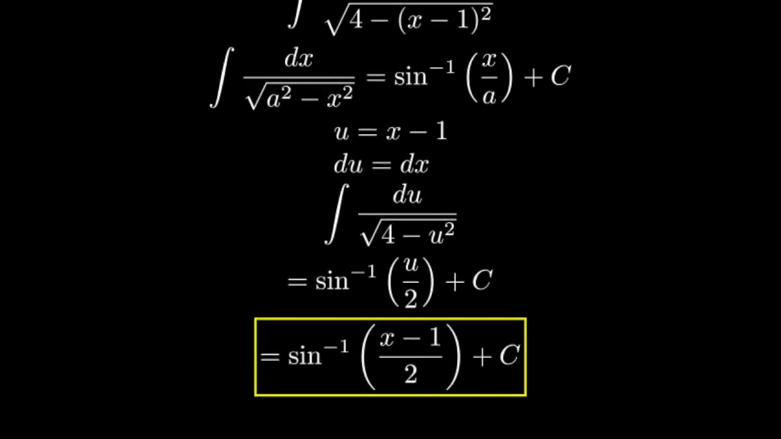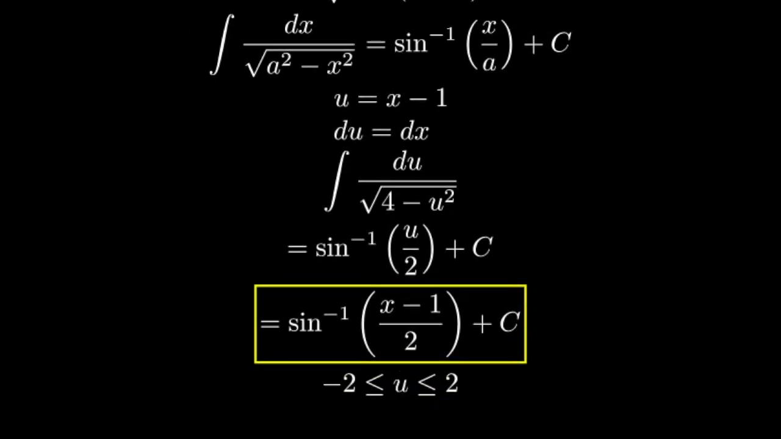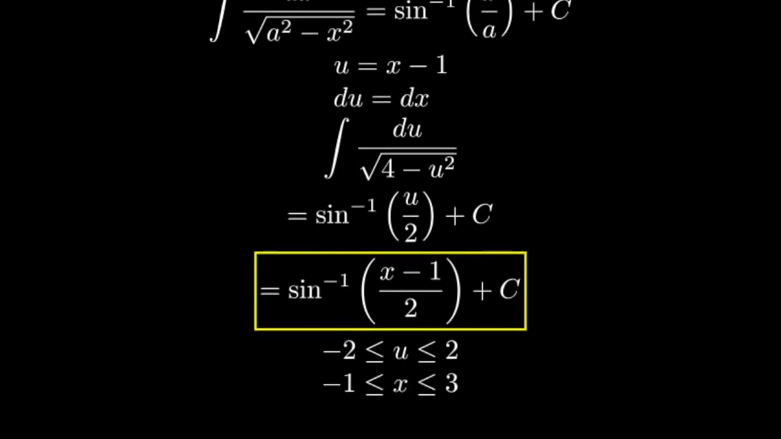Let's verify this is correct by looking at the domain. Since we're taking the square root of 4 minus u squared, u must be between negative 2 and positive 2. Therefore, x must be between negative 1 and 3, which matches the domain of our original integral, where the expression under the square root must be positive.